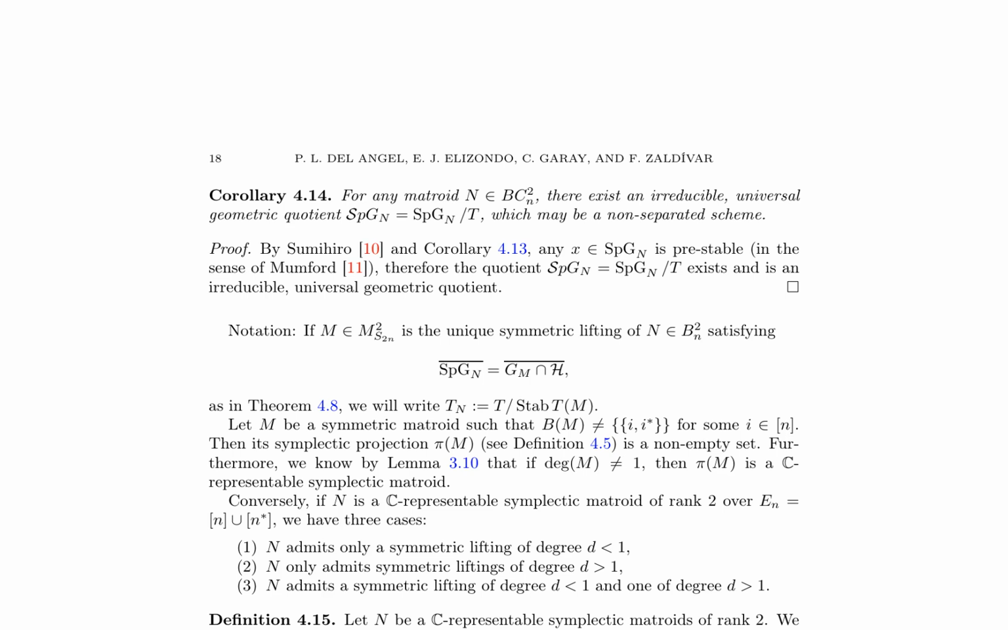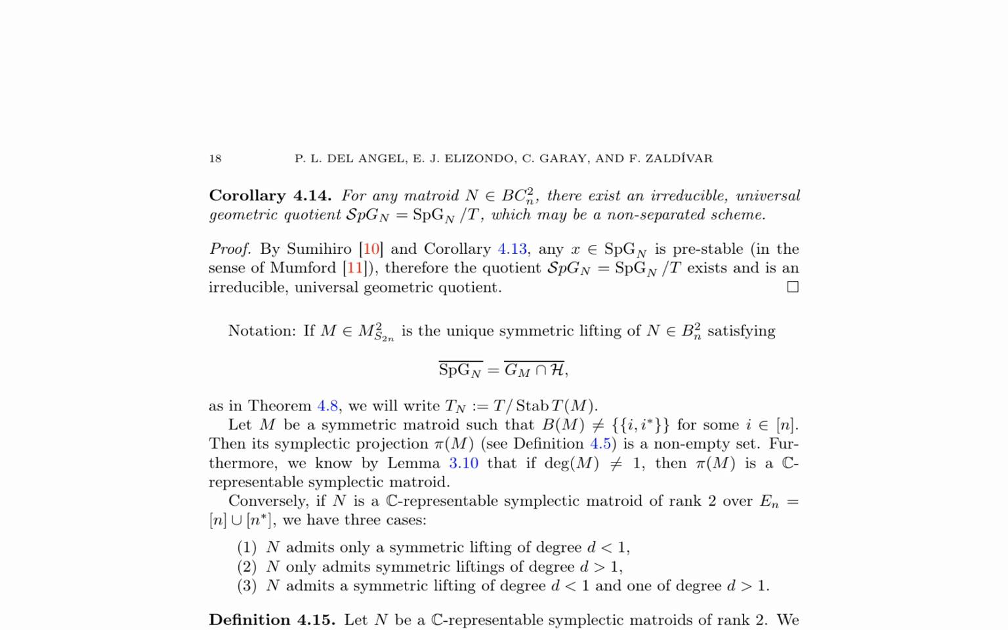Notably, the notation T_N equals T over stab T, M, is introduced, where M is a symmetric matroid such that B, M, has degree 1 for some I in N. The symplectic projection pi, M, of this matroid is a non-empty set, and if the degree of M equals 1, then pi, M, is a representable symplectic matroid.